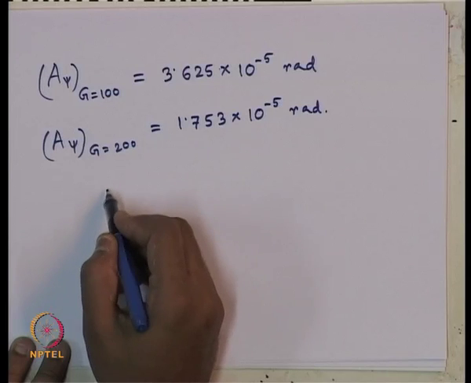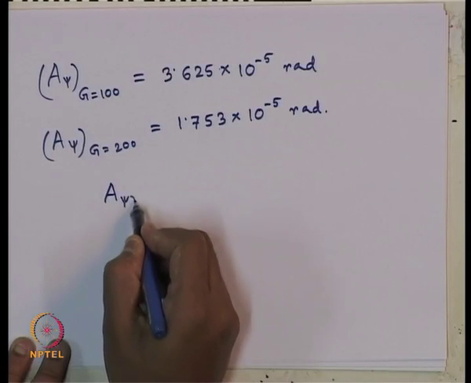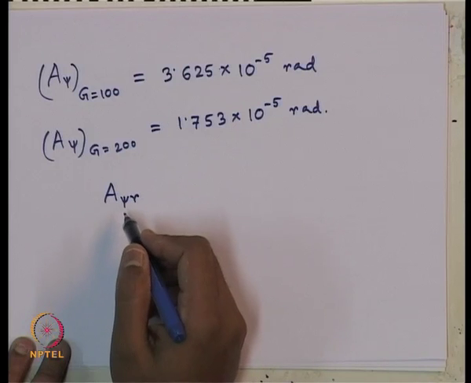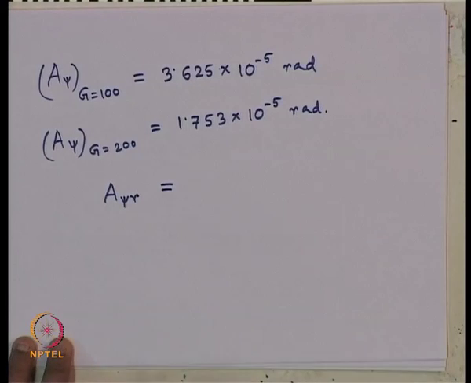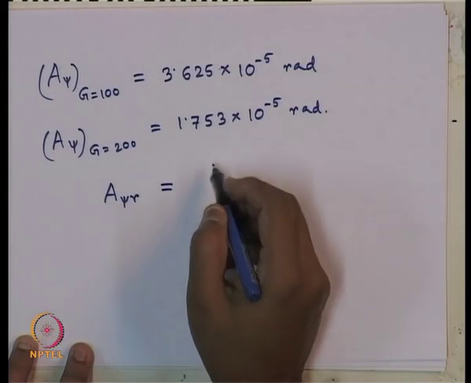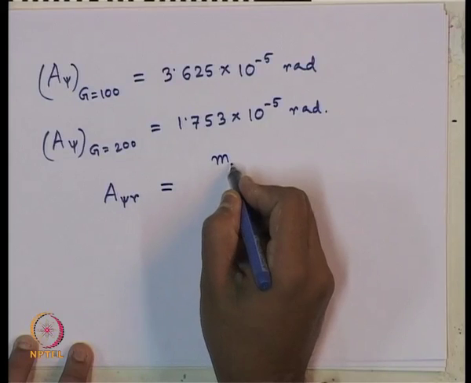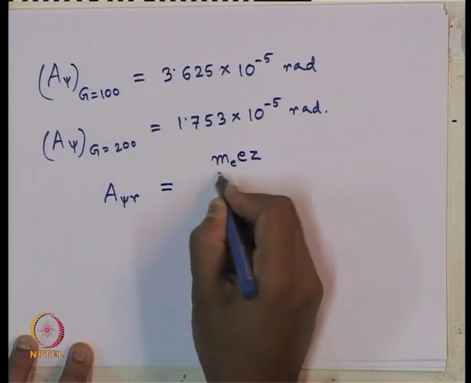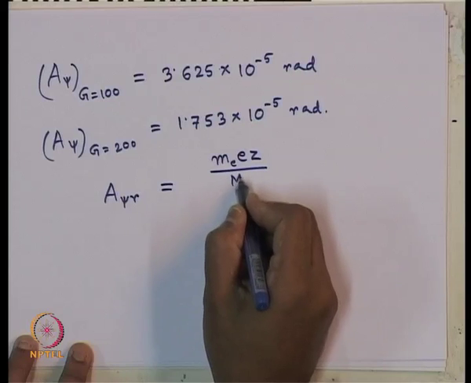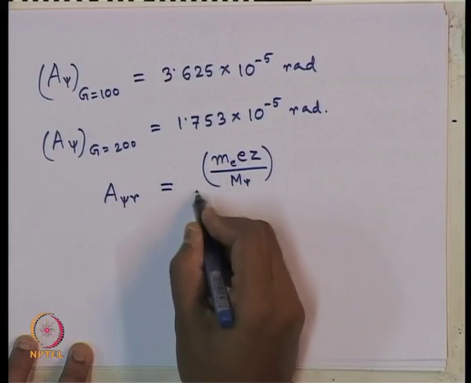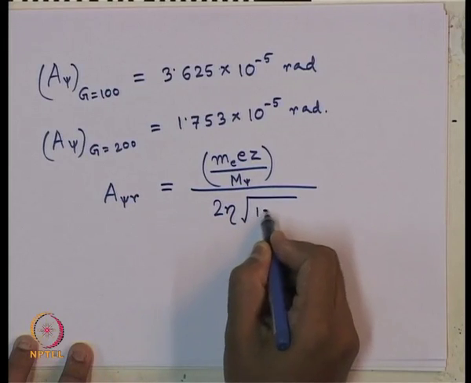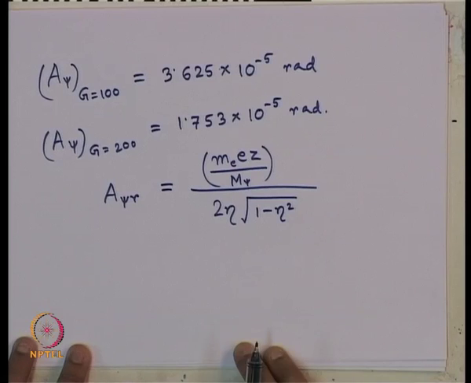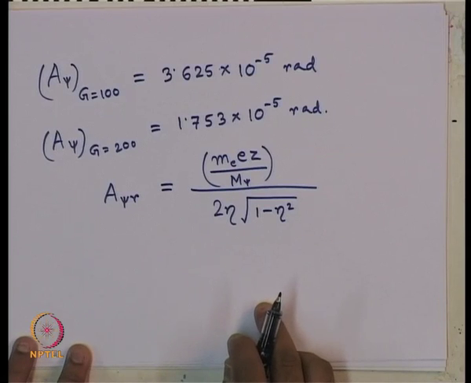Now, let us find out how much A psi r is, that is at resonance condition, how much is the rotational displacement amplitude, computed by using this expression m e e z by m psi divided by 2 eta root over 1 minus eta square. This is the expression, once again we are getting from the expression of DMF.